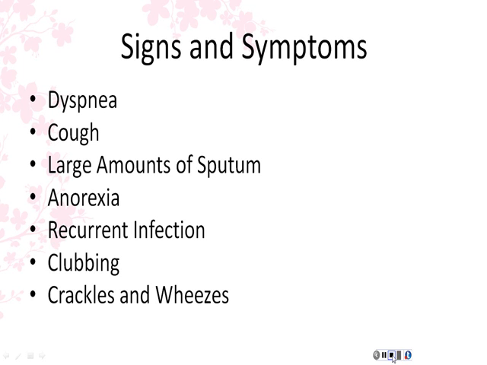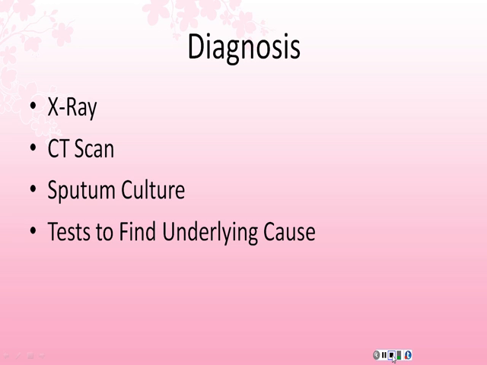For diagnosis, the X-ray doesn't really show anything early on in the disease. A CT scan can provide a better view of the dilated airways. Sputum cultures determine the infecting organisms, and then other tests find underlying causes, like TB testing or other types of testing for cystic fibrosis and the like. So they'll do some secondary things to try to find out what the underlying cause is.